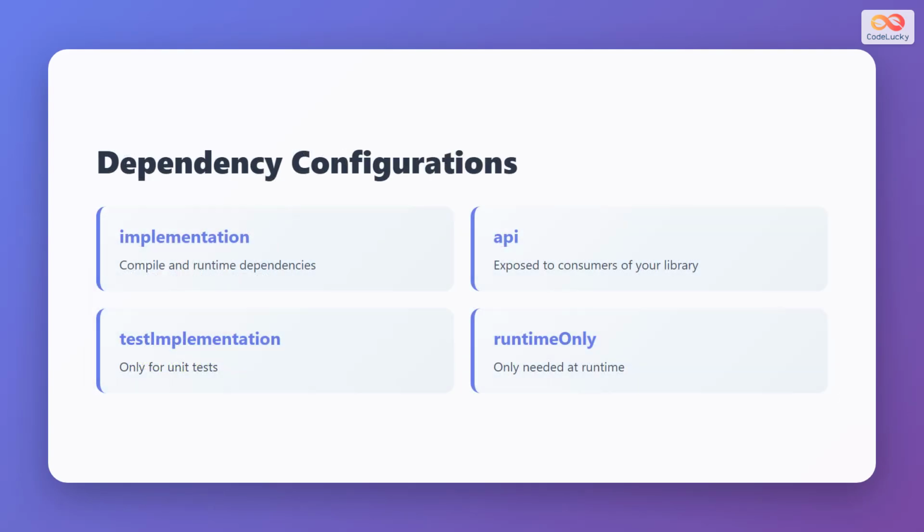Gradle provides different dependency configurations that define when and how a dependency is used. The implementation configuration is used for both compile time and runtime dependencies in your production code. The API configuration is used when you want to expose dependencies to consumers of your library. The testImplementation configuration is specifically for unit tests only. And runtimeOnly is for dependencies that are only needed when your application runs, not during compilation.